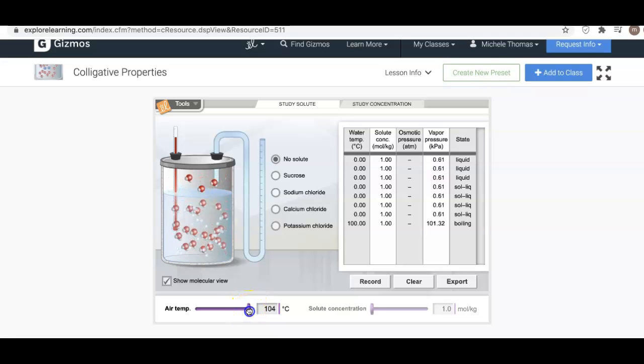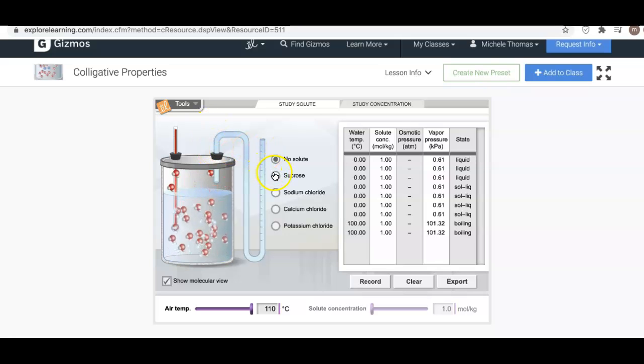It's sort of interesting because even though we change our air temperature, now I've got our air temperature up to 110 degrees Celsius, if we click record, it's never going to get higher. Our water is never going to get higher than 100 degrees Celsius. All it's going to do is turn into a vapor.